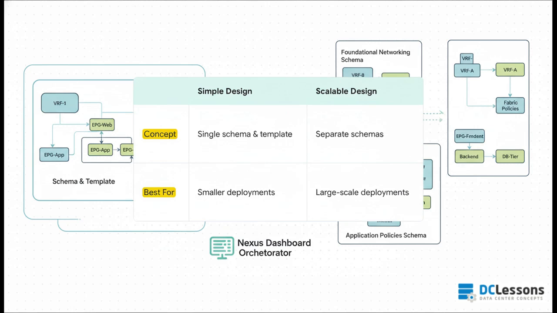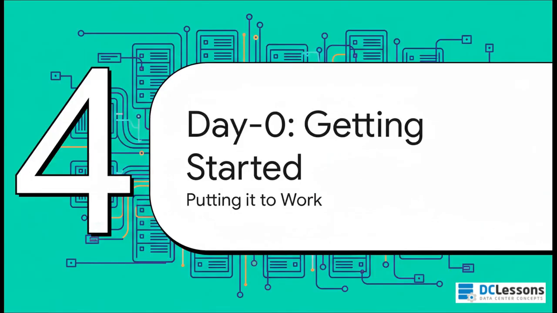But for large-scale enterprise deployments, the best practice is definitely to separate them. You create one foundational schema for all your core networking stuff, and then separate schemas for each application. This modular approach isn't just for keeping things organized, it's really important for avoiding scalability limits in the system. It also lets different teams, like the network folks and the app folks, manage their own policies without stepping on each other's toes.